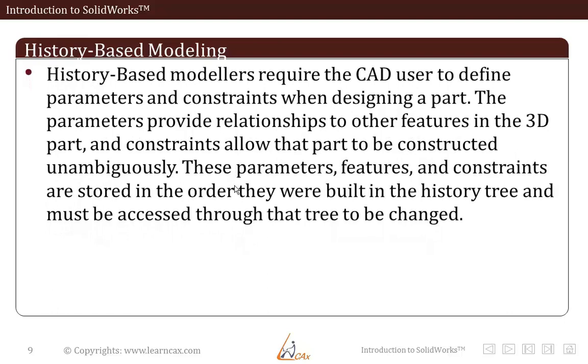History based modelers require the CAD user to define parameters and constraints when designing a part. The parameters provide relationships to other features in the 3D part, and constraints allow that part to be constructed unambiguously. These parameters, features, and constraints are stored in the order they were built in a place called the history tree and must be accessed through that tree for changing purposes. So to summarize it, we can say that in addition to being feature based, SolidWorks is also history based.